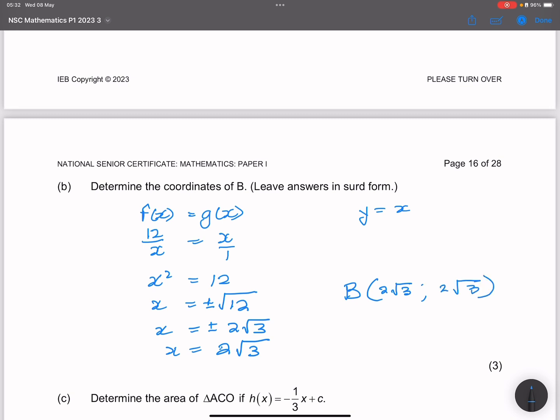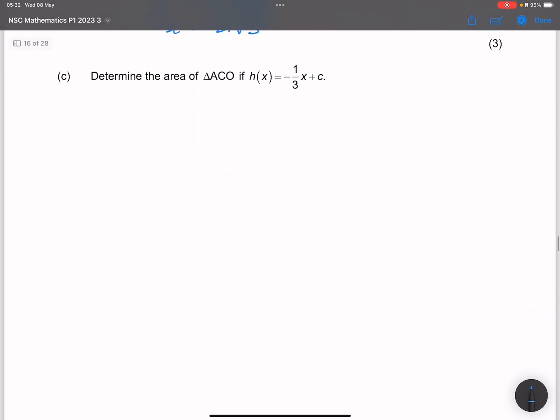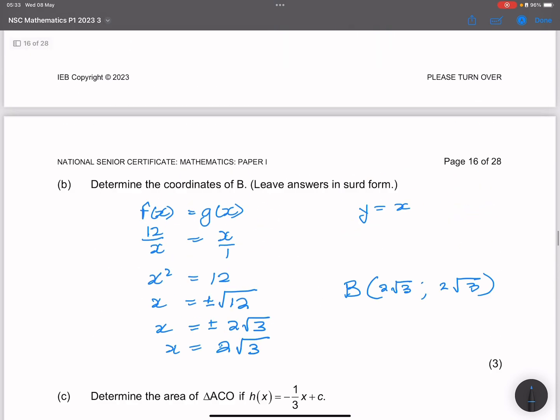All right, nothing wrong if you left it as square root 12. There's absolutely nothing wrong with that. Okay, so in this case, they said determine the area of triangle ACO if h of x is minus a third of x plus c. Right, so let's go and see.